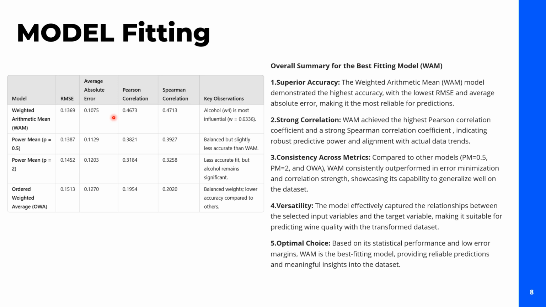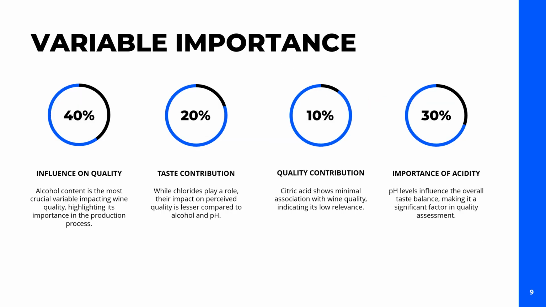There's a versatility also, which we have seen in the relationship between the input variables and the target variable. This is making it suitable for predicting the wine quality with the available data sets and the transformed data set. So ultimately, it's an optimal choice based on the statistical performance and the low error margins. WAM is the best fitting model. It's providing reliable predictions and meaningful insights into the data set. Going to the next slide.